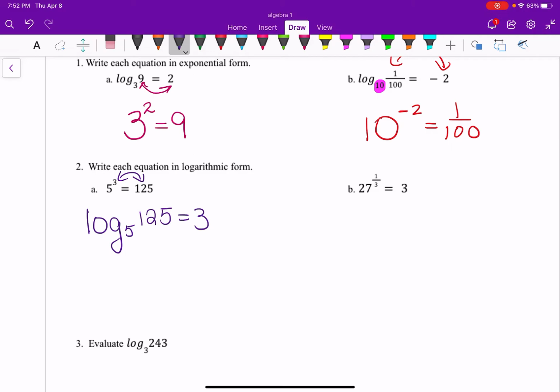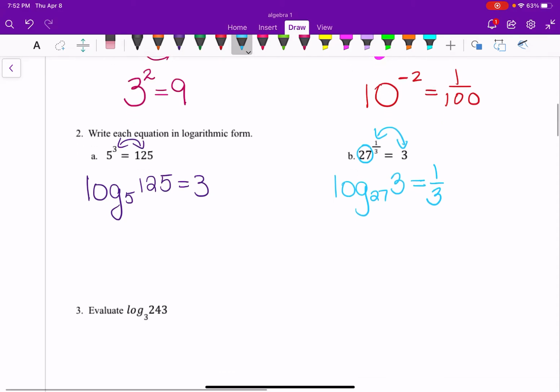Same thing with here. My base of this one is 27. Okay, so that means I'm going to write log base 27, and these two switch places. So it's log base 27 of 3 equals 1/3. Okay, so that's going to be something you're going to have to keep going back and forth and practicing to remember where the numbers go.